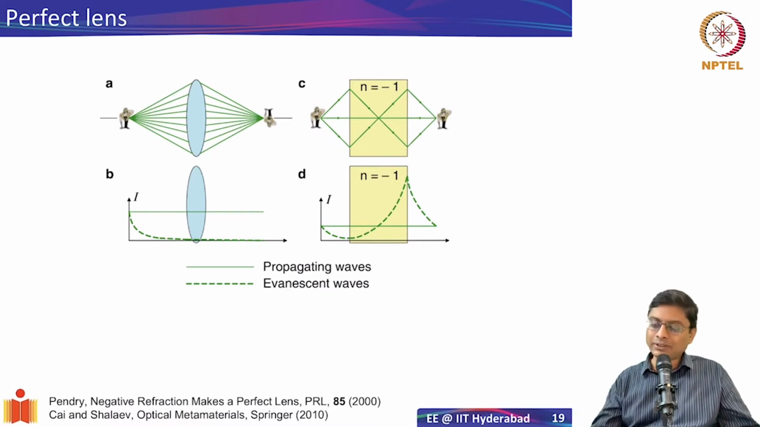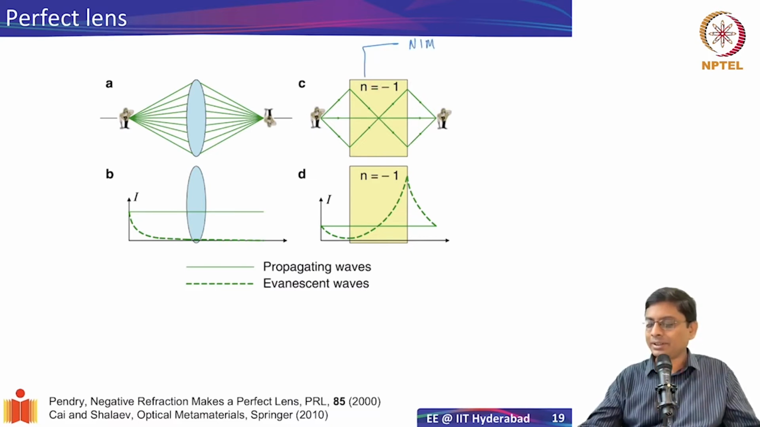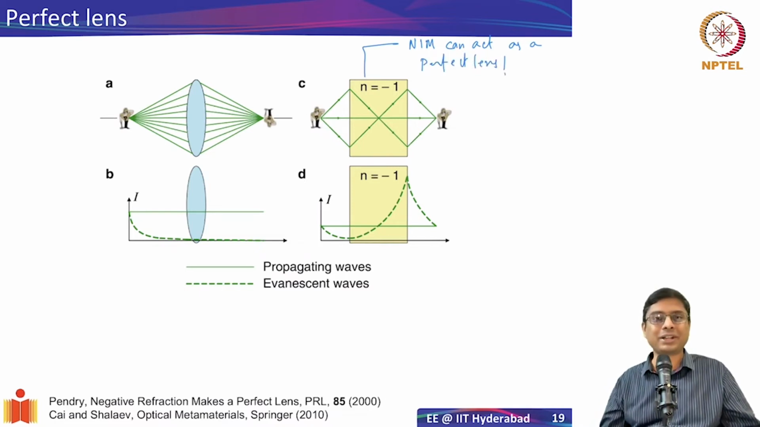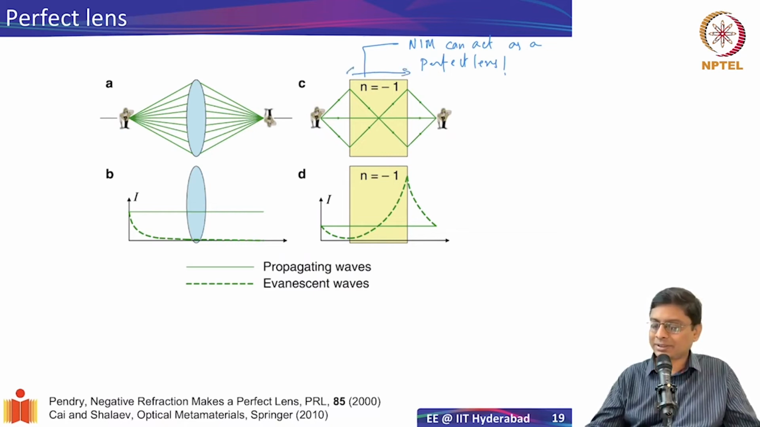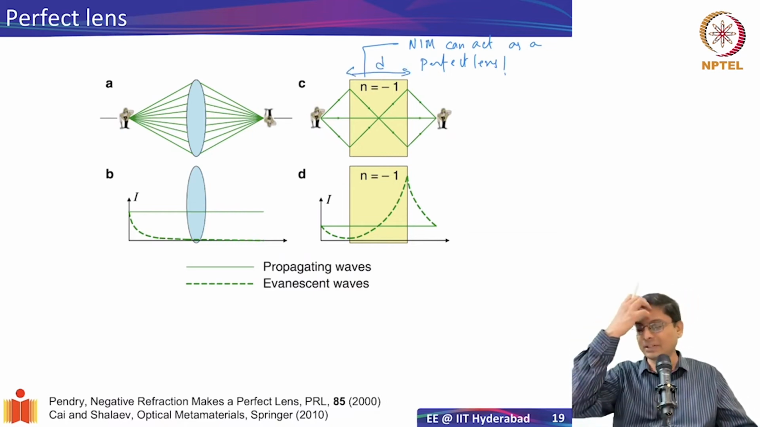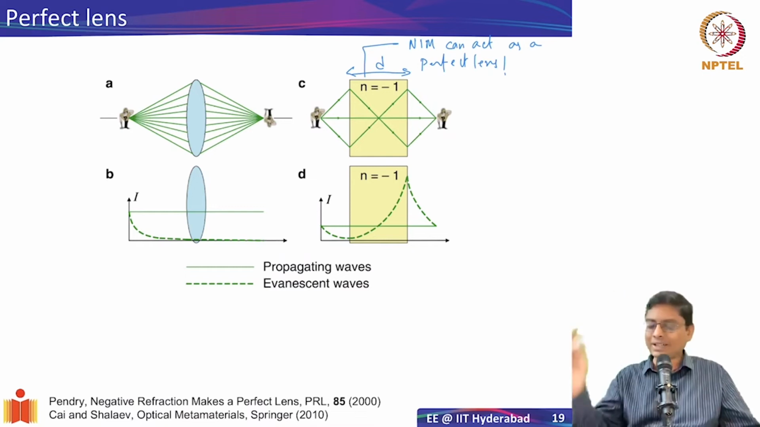Now what he said was, you take a negative index medium. If I have a pure negative index medium like this, an NIM can act as a perfect lens. This was his claim that was really remarkable, and people paid attention to it. What he said was, let's say you have a positive index material, air, and then you create some sort of negative index material of some thickness D here. This is my thickness D. If I have such a scenario, I can put an object close to the perfect lens.